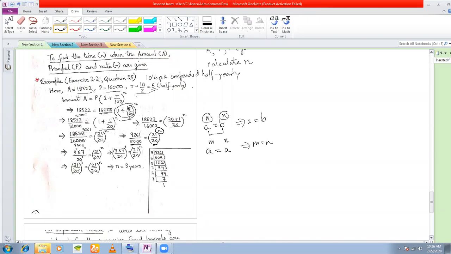Clearly, in the denominator I have 20. Now I want to express 8,000 as a power of 20. Is it possible? Yes, it is possible, because we know that 8,000 is 20 cube. So it can be expressed as a power of 3.